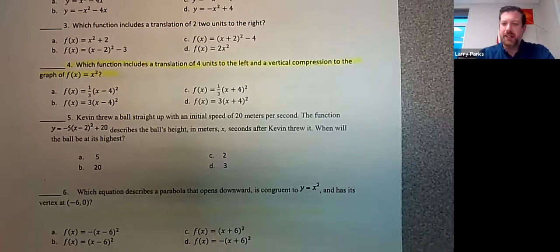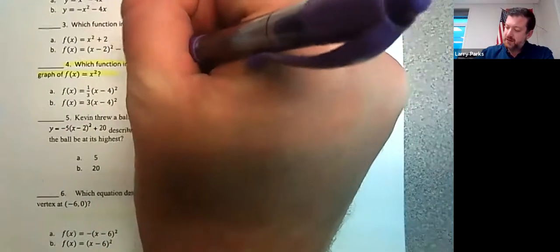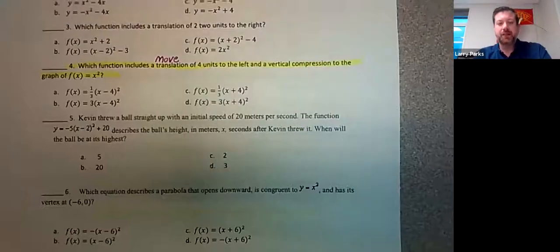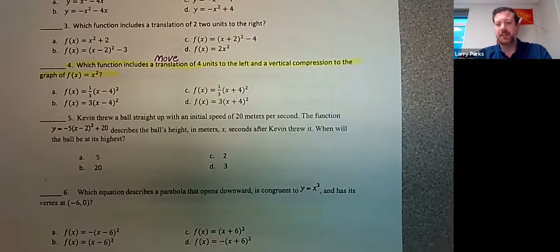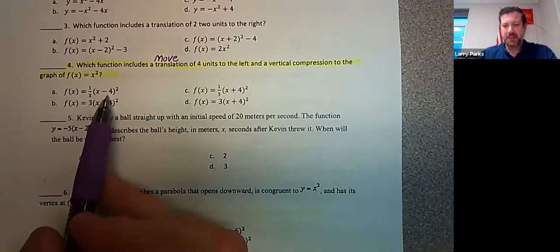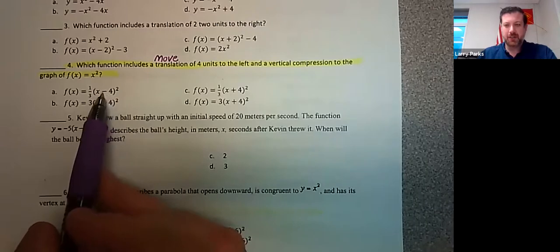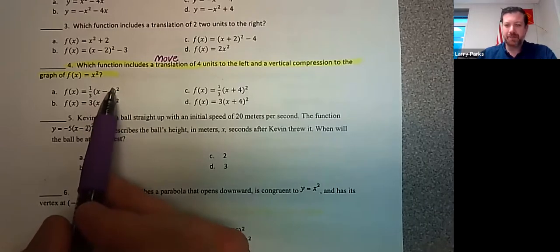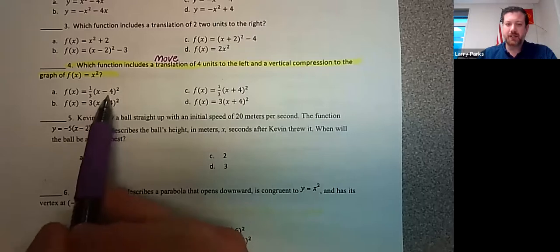So which function includes a translation? Translation means move. We want it to go 4 units to the left, in a vertical compression to the graph of x squared. It's kind of interesting, I always think of it as the opposite. When there's a -4, that shifts it to the left 4. I'm sorry, to the right 4. So -4 will shift it to the right 4.